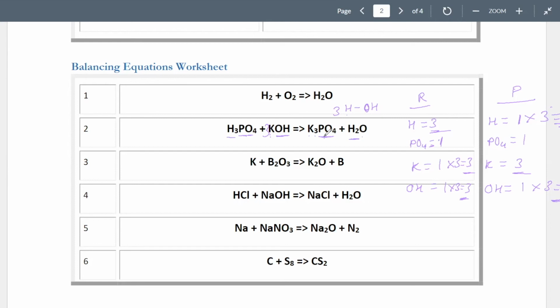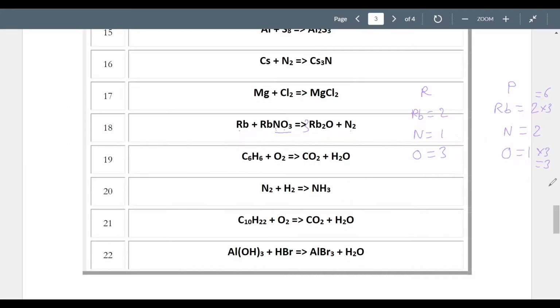Our equation is balanced. The last thing you need to do is, instead of putting this 3 over here, bring this 3 down and put it back over there. And now the work of this hydrogen hydroxide is done, so you can simply erase that.